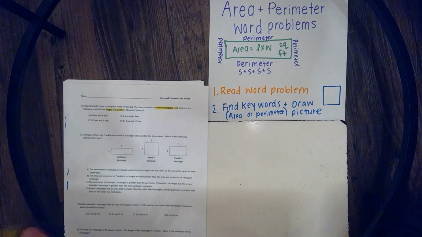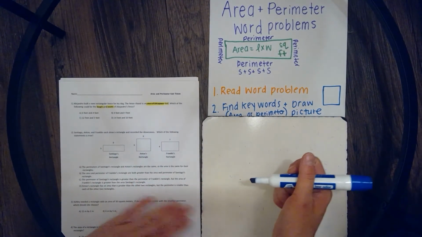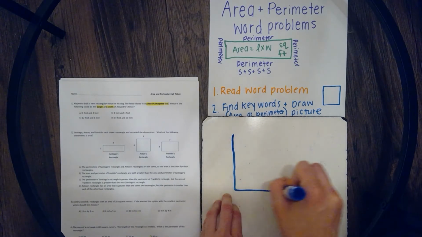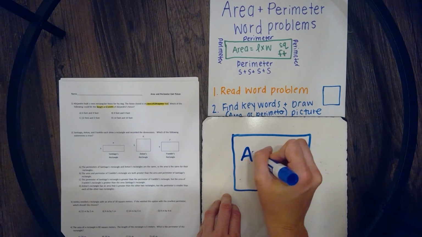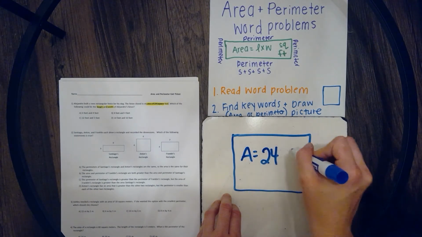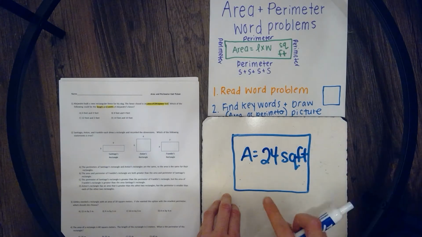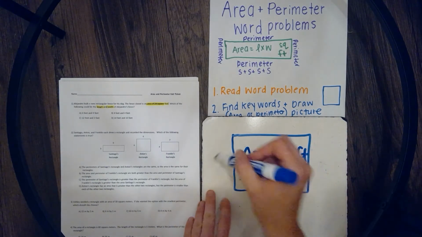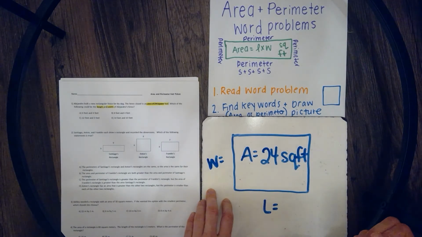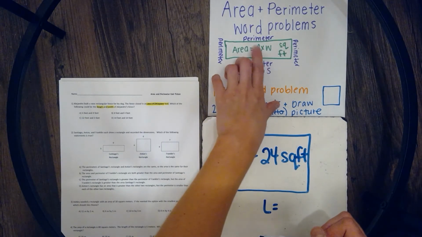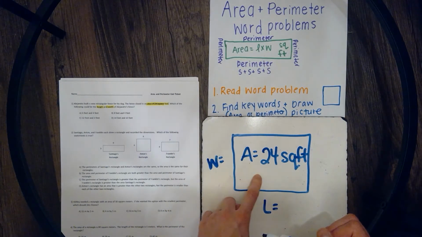Okay, so now I can draw my picture. I know that Alejandro built a fence for his dog. That's his yard with the fence around it. And the area is 24 square feet. Now I'm looking for what the width could be and the length could be. Let's look back at our equation. Oh, I have to multiply the length and width. So which two numbers can be multiplied together to get 24?